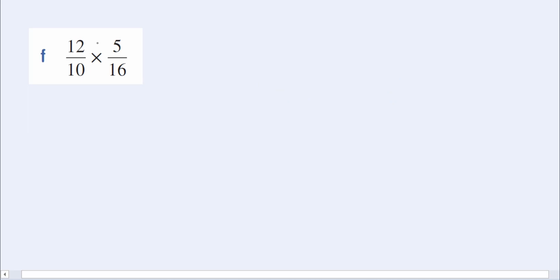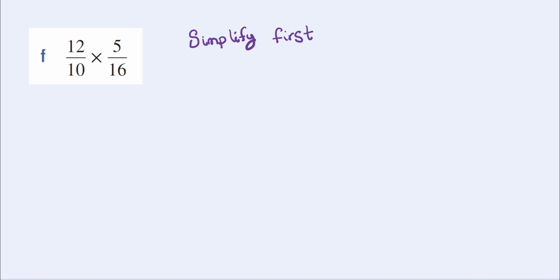Now in this question here, 12 over 10 times 5 over 16. Before I continue with my multiplication, I need to make sure that it's simplified. Okay, so you need to make sure that the numbers are simplified before you actually go on and multiply those two fractions. So in order to simplify, I'm going to cancel out 16 and I'm going to divide it by a number so that it gives me a smaller one.